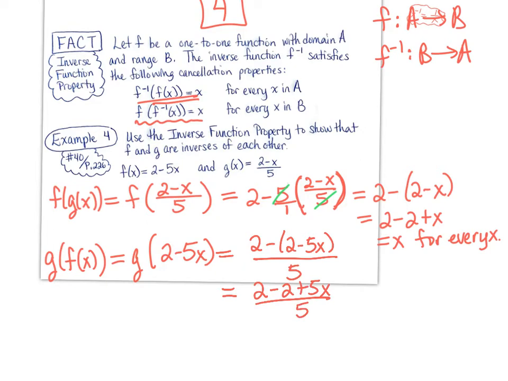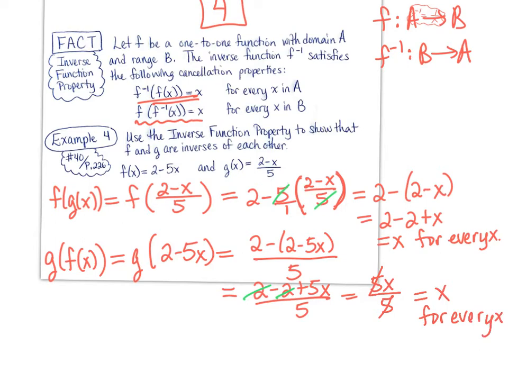Now what happens? The 2's cancel out. And we get what? 5x over 5. Good, which reduces to x. Very good. So 5x over 5, your 5's cancel. You get x for every x.